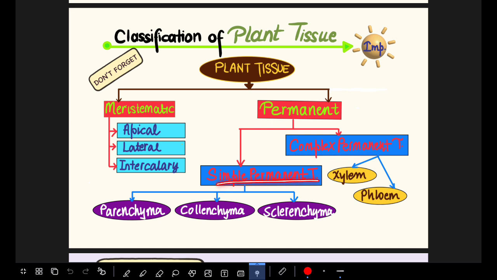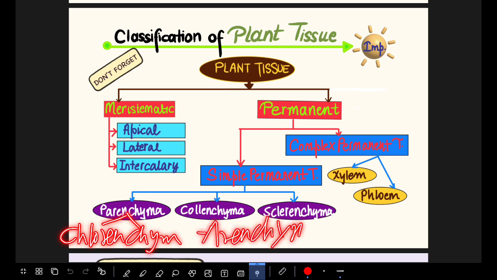Talking about simple permanent tissue, we have 3 main types: parenchyma, collenchyma, and sclerenchyma. Parenchyma is the most abundant type of simple permanent tissue. There are 2 modifications of parenchyma. One is chlorenchyma, and the other is aerenchyma. We will study about it.